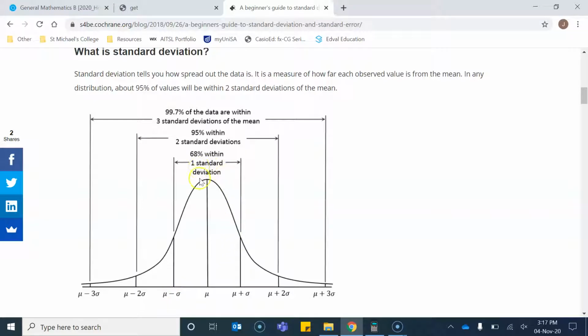Now we can see that 68% of data in a set of data will lie within 1 standard deviation either side of the mean. 95% of the data will lie within 2 standard deviations, and 99.7% of the data will lie within 3 standard deviations. So again, standard deviation is a very good way to describe the spread of data.